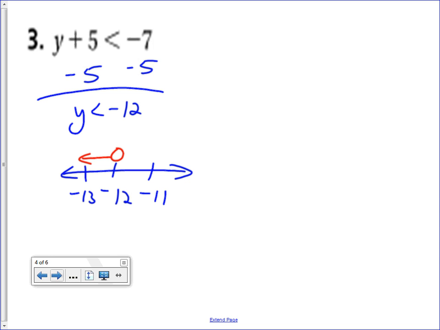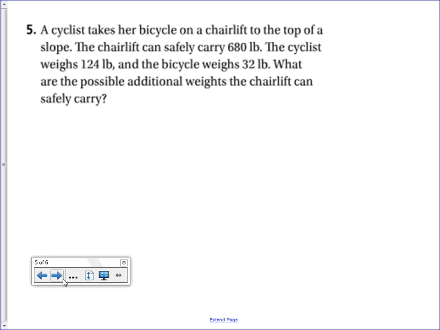Okay. And now, next thing I want you to try, I want you to read through this to see if you can think of an inequality that would go with this. So it says a cyclist takes her bicycle on a chairlift to the top of the slope. The chairlift can safely carry 680 pounds. The cyclist weighs 124, and the bicycle weighs 32 pounds. What are the possible additional weights the chairlift can safely carry?